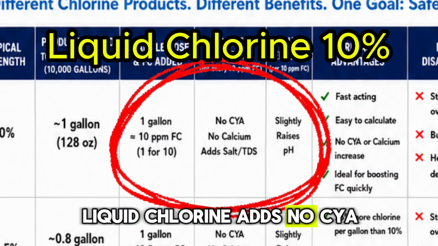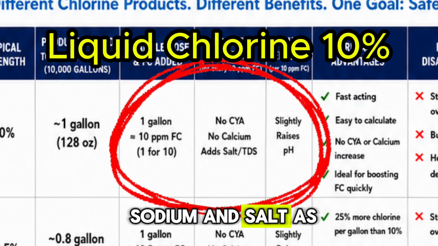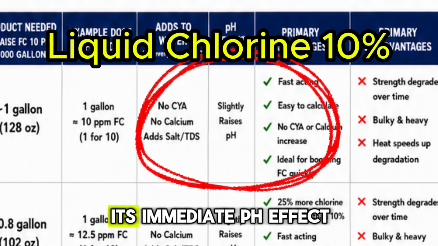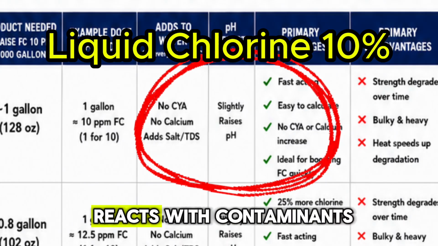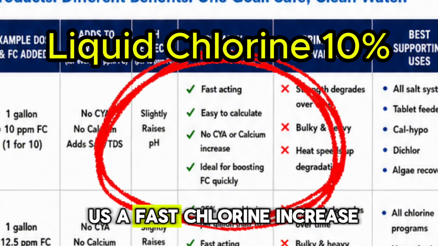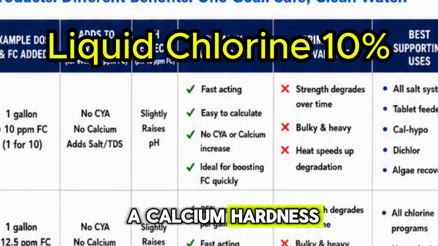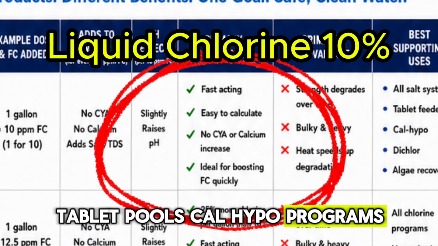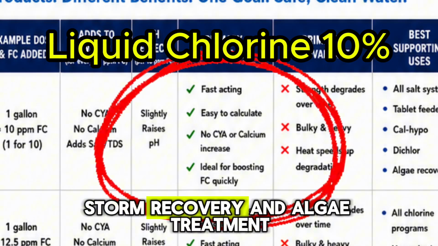Liquid chlorine adds no CYA, it adds no calcium. It does contribute to sodium and salt as it is used and consumed, which is total dissolved solids. Its immediate pH effect is upwards, but that really balances itself out after it reacts with contaminants. But the important point is that liquid chlorine gives us a fast chlorine increase without increasing CYA or calcium hardness. That makes it useful for salt pools, tablet pools, Cal-Hypo programs, Dichlor programs, heavy swimmer loads, storm recovery, and algae treatment.